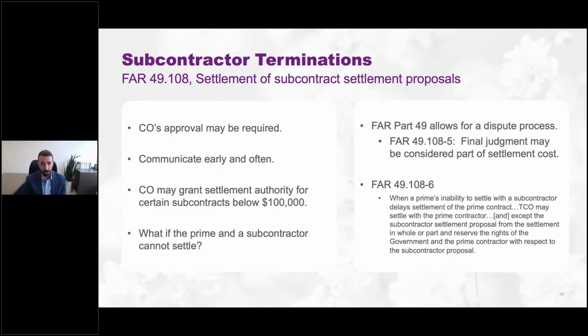The FAR notes that a final judgment can be considered part of settlement costs. So in other words, if a prime and a subcontractor actually have to have a dispute, have to go to a final judgment in a court to get it worked out, well, that can be included.